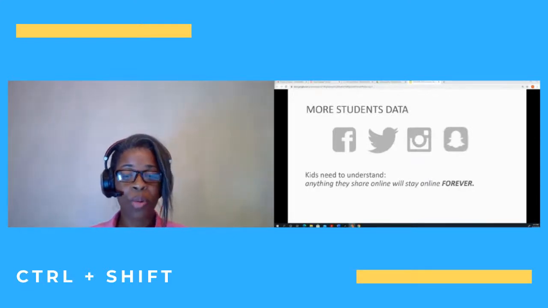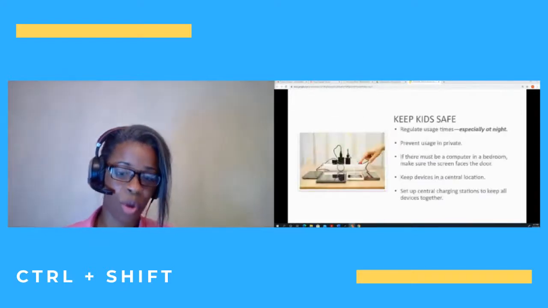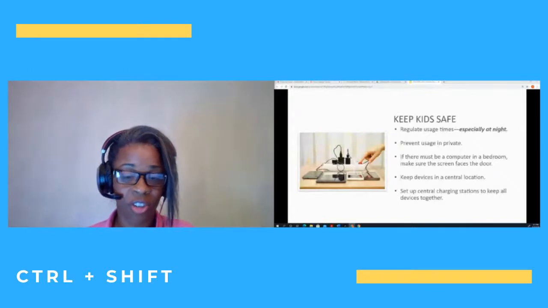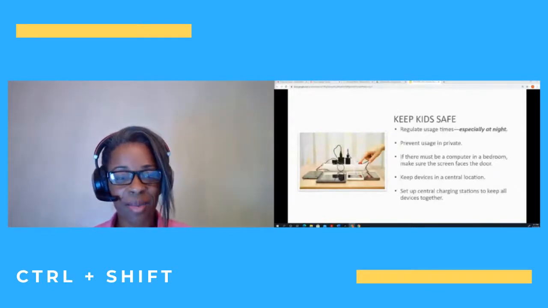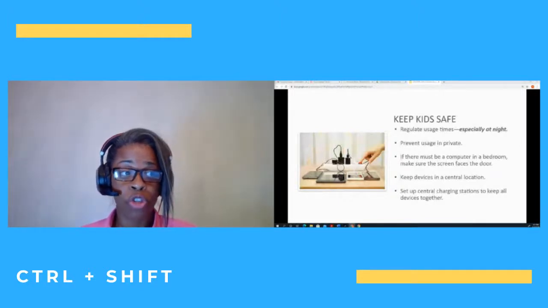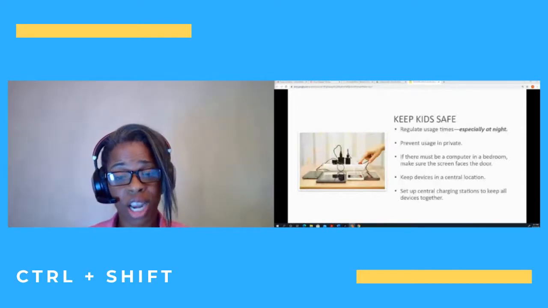So what do we want to do to keep kids safe? We want to, unfortunately, exercise our adulthood and regulate the times that they're using the systems, especially at night. We want to prevent them from using private mode. We want to prevent them from erasing things that we can go and check up and make sure that they're not doing anything crazy.